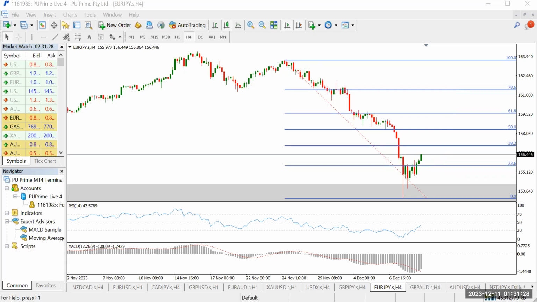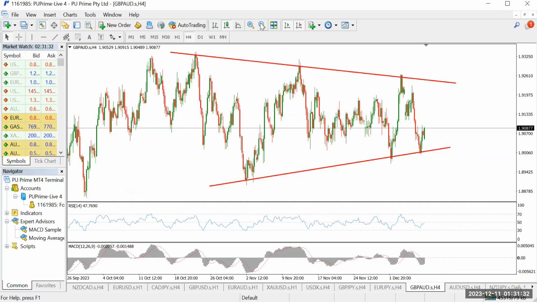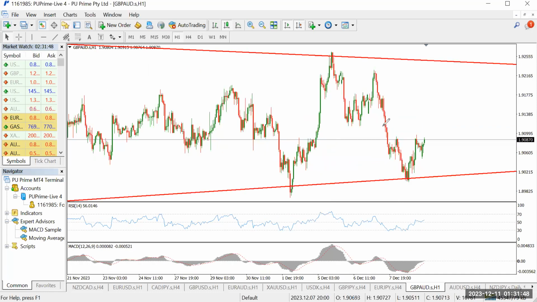And finally, we have the GBP AUD. On the 4 hour time frame, we can see price bouncing off this trend line. This is the third time price touched this trend line and it's already trying to bounce off. Then if we zoom down to the 1 hour time frame, we have the formation of an inverse head and shoulder pattern, which should lead to a bullish breakout, right?